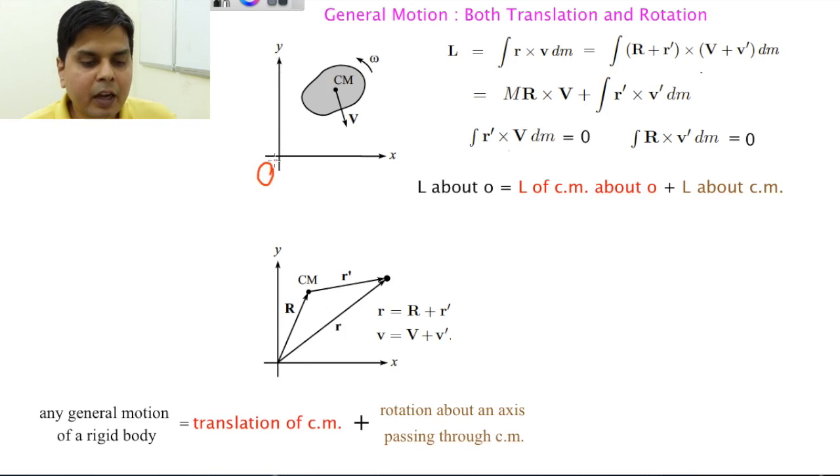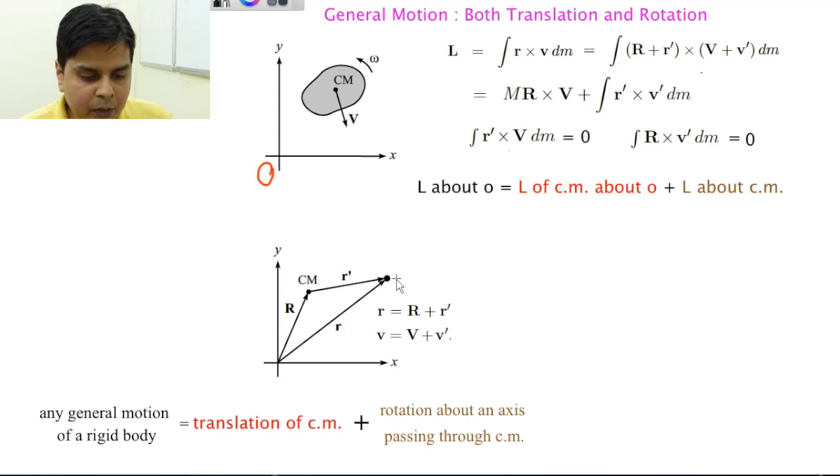So what will be the L of this arbitrary shaped body which is doing all kinds of motion, translating also, rotating also? What will be L about this axis? So let's see. Now when I have to find L, L will be r cross v dm. Now I will make use of the center of mass coordinates.